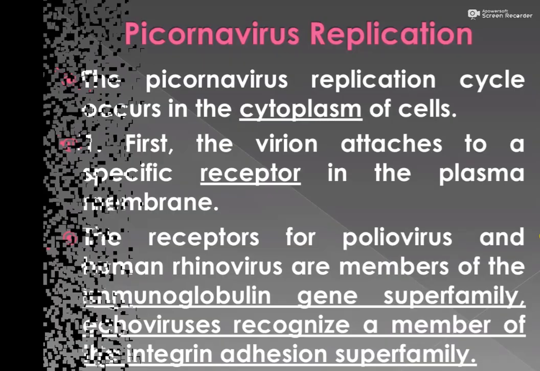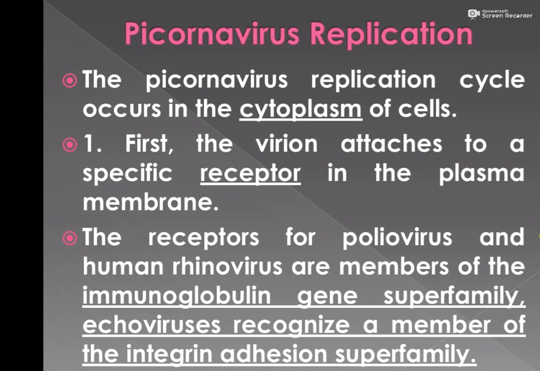Picornavirus replication. We'll briefly summarize the replication cycle. First, the replication cycle occurs in the cytoplasm. The virion attaches to a specific receptor in the plasma membrane.